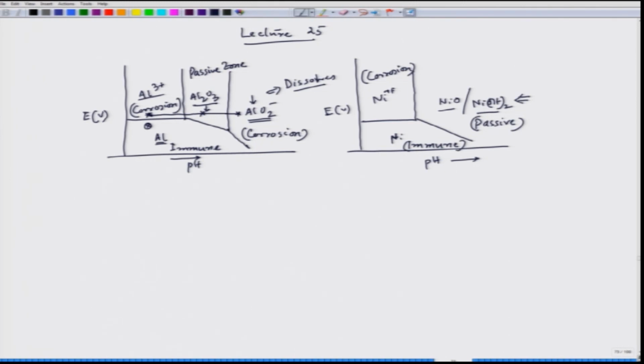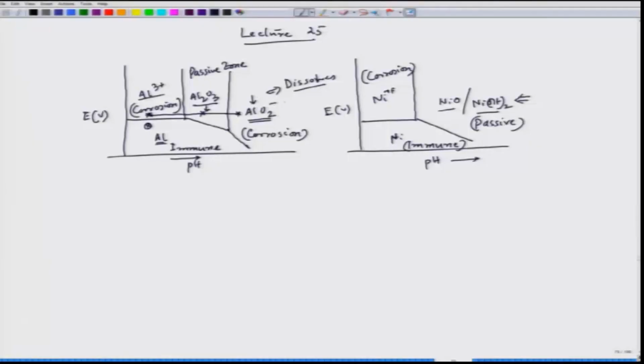For example, in case of aluminum we know that it is a very passive metal, because in aqueous system it gets to the passivity. Now, if we increase pH level, the passivity will be broken, and then it will form AlO2 minus ion if we increase pH level to certain extent, and if we reach the stability zone of AlO2 minus, the corrosion will further start.